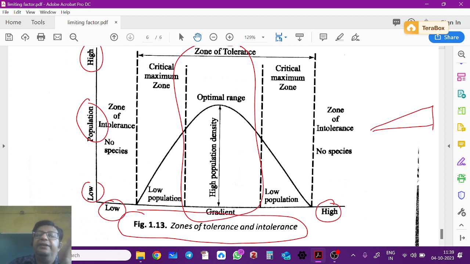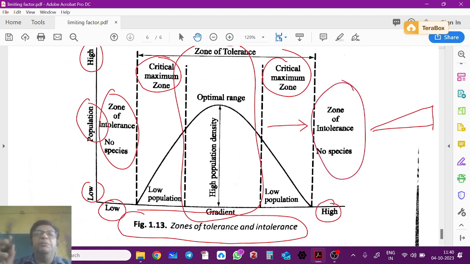Okay. Then, for example, if you go more towards the right, you reach the critical maximum zone. And on the left side, you will reach the critical minimum zone where the population starts to decline. Population starts to decline and then it will not grow. That is the zone of intolerance, both on the left as well as on the right.